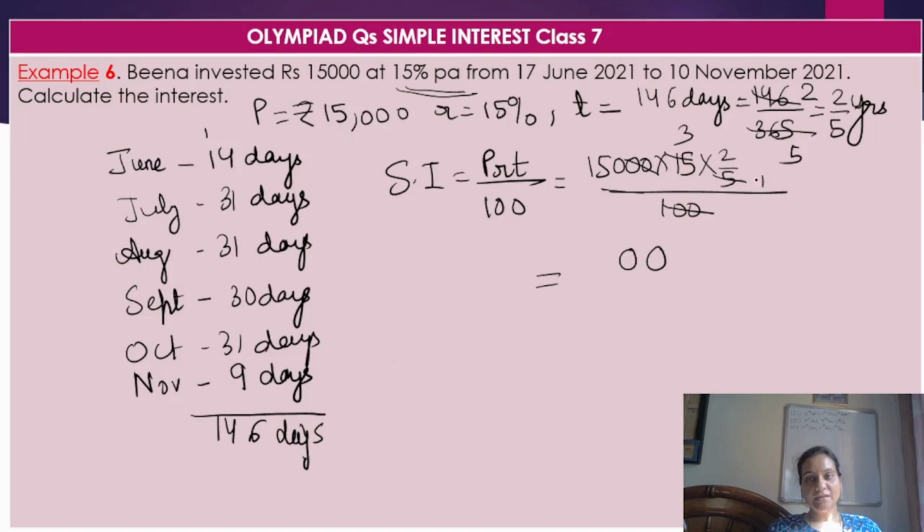6 5s are 30, 3 gets carried over, 6 1s are 6, plus 3 is 9. So the total simple interest that she gets in only how many months? Roughly 5 months time period, not even fully 5 months. She gets rupees 900.